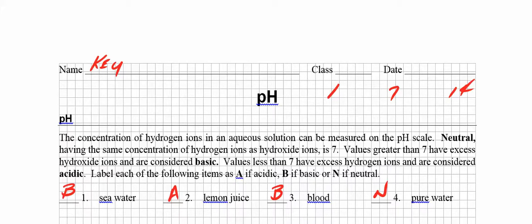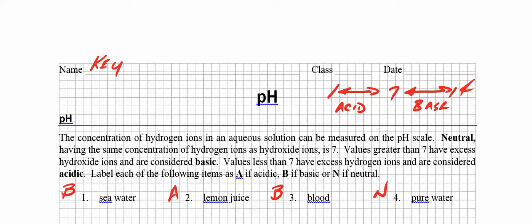So from 1 to 7, we call acids, and from 7 to 14, we call bases, with neutrality occurring right in the middle. All right. So the higher we go on the pH scale, the more basic. So something that has a pH of, say, 13 is more basic than something that has a pH of 8. Something that has a pH of 2 is more acidic than something that has a pH of 6. Neutral, having the same concentration of hydrogen ions as hydroxide ions, is 7.